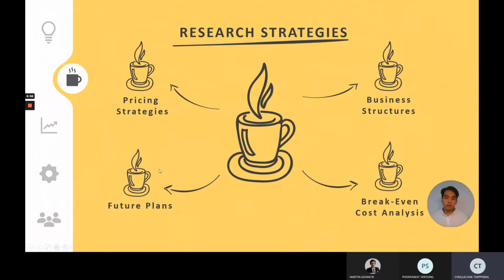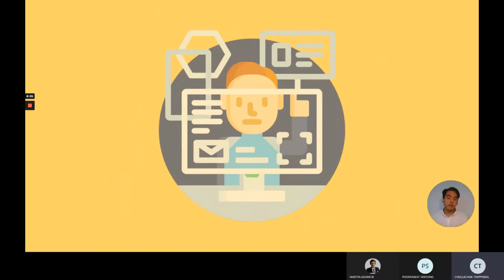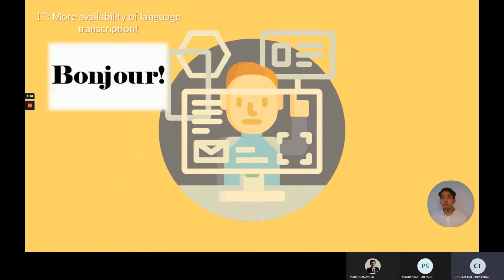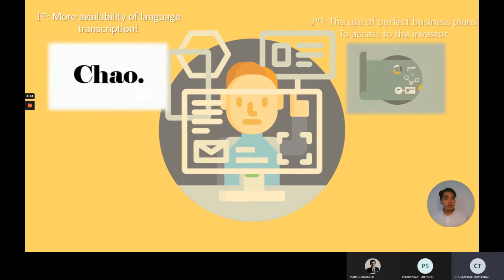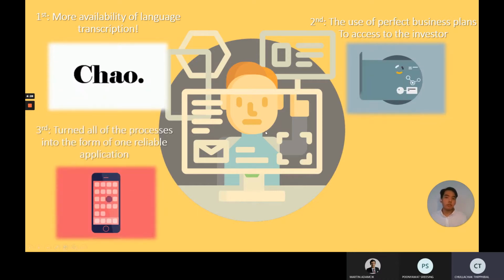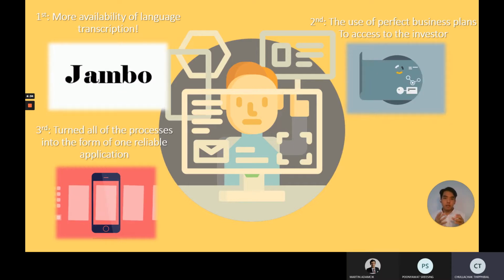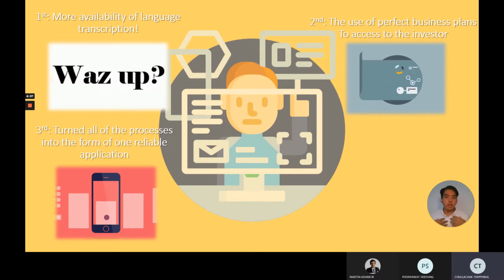Let's move on to the second part of my research, my future plans. What are my future plans for this business model after I launch it? The first is to make more transcription languages available on my platform, such as Chinese Mandarin and German. The second is to come up with a perfect business plan so I can approach various kinds of investors, such as VCs. The third is to turn the process I've been utilizing on the website into a smartphone app, so customers can reach me a lot more easily.